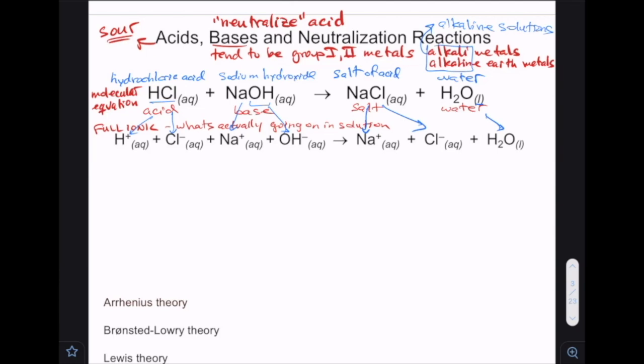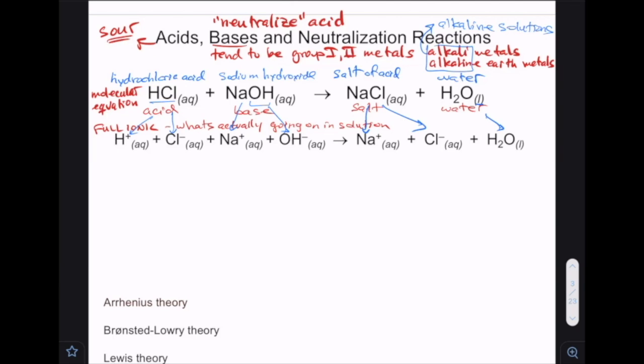If we had different molar ratios due to balancing, then I would carry those down into the full ionic equation as well. Or if I was breaking apart materials that had more than one anion or more than one cation in them, I would translate that down here as well. Okay, but this is just a simple example.